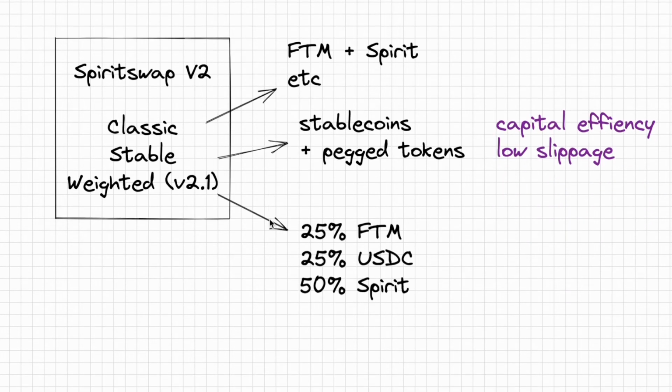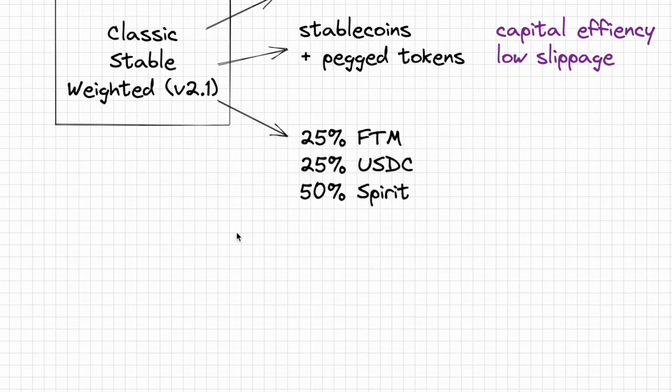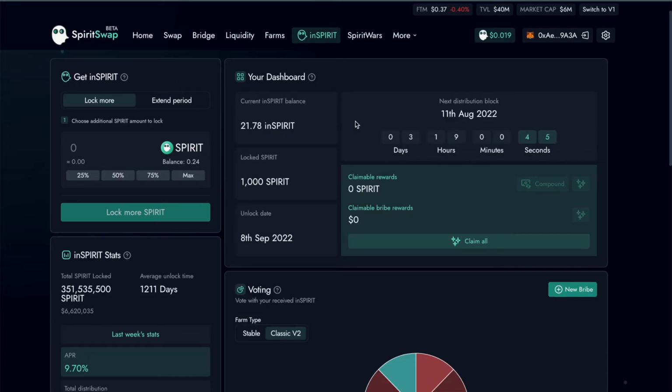This means that the V2 AMM on Spiritswap is even more versatile. So you can have your classic pool, your stable pool, which is useful for stablecoins and pegged asset tokens like inSpirit, and even in 2.1, there will be a weighted kind of pool, kind of like the Balancer AMM. Next, I want to bring you to inSpirit.